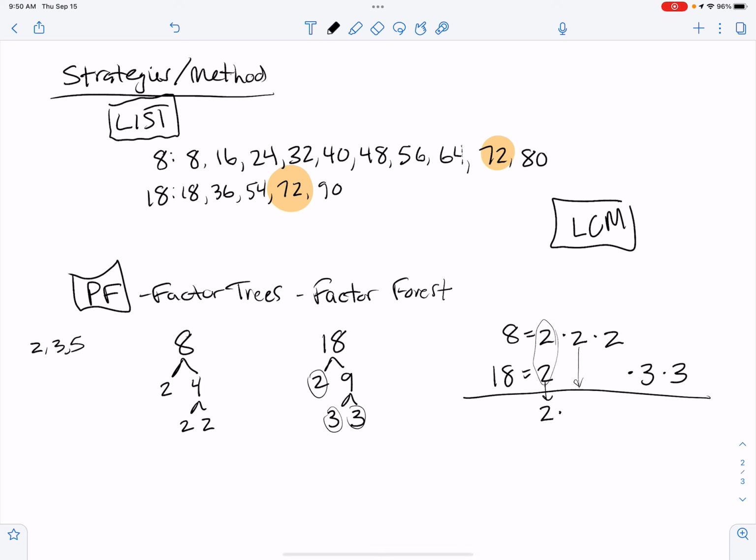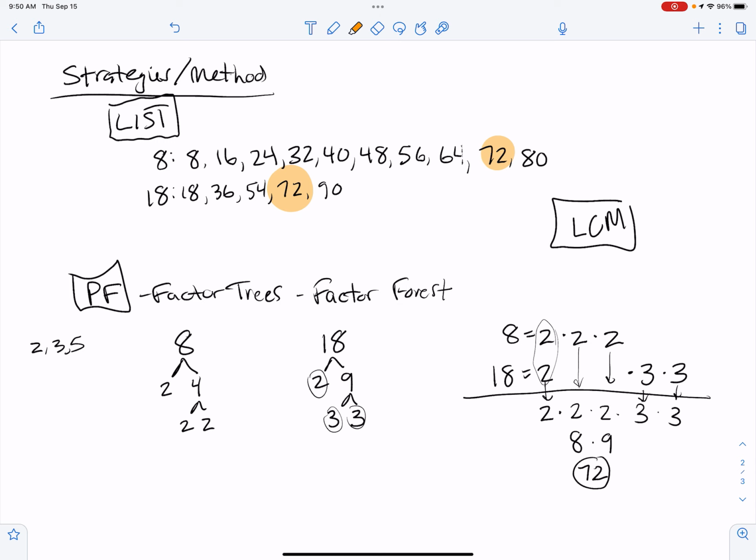This 2 came by himself. This 2 came by herself. And then these 2 3's, they also came by themselves as well. And so if we multiply those together, 2 times 2 times 2 is 8, and 3 times 3 is 9, and so 8 times 9 is 72. So our least common multiple is 72 if we use this prime factorization.